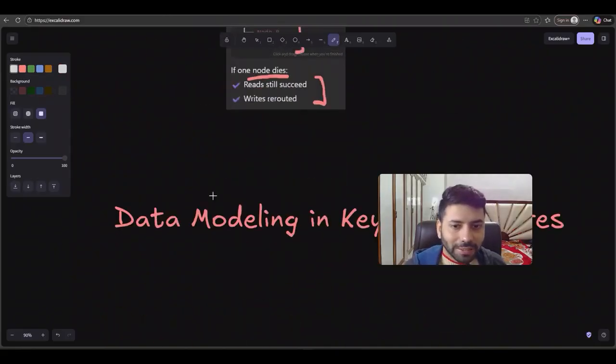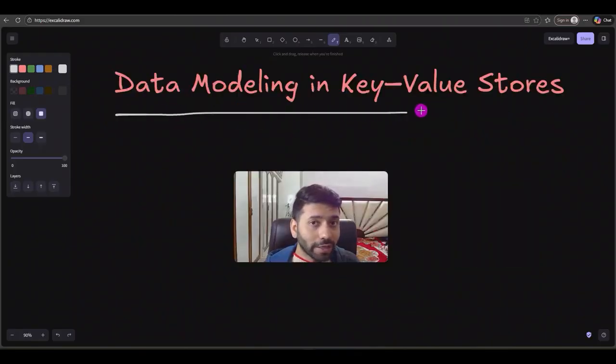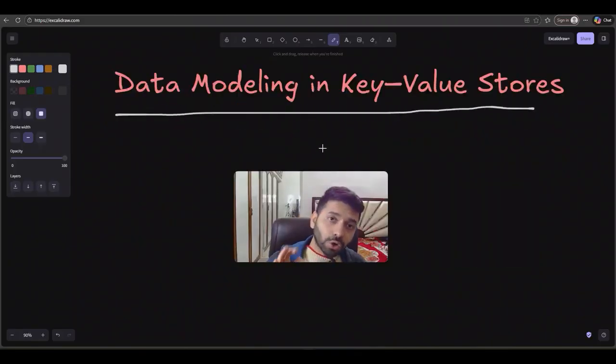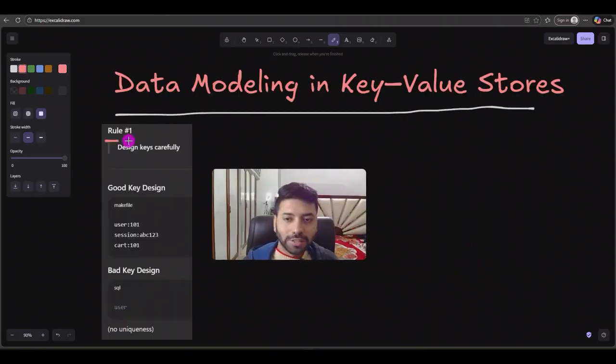Alright, next let's discuss data modeling in key value database, or what are the rules that you should follow in key value database. So this is rule 1, which is you should design the keys carefully. As you know, in key value database, everything is stored in terms of key and corresponding to that the value. So it is very important that you design the keys very carefully.